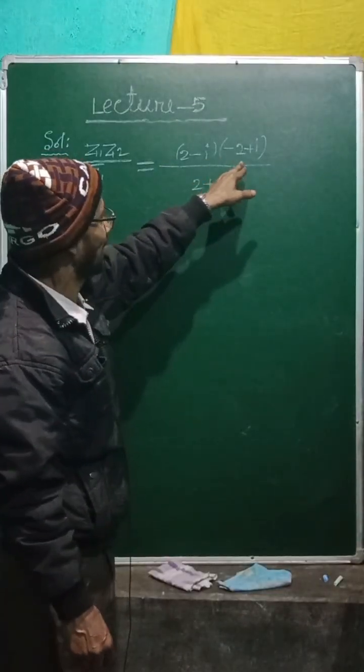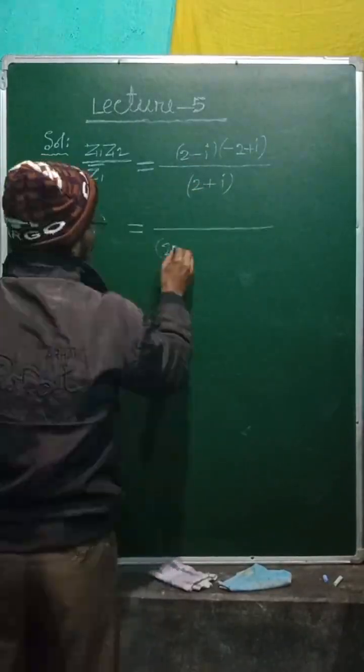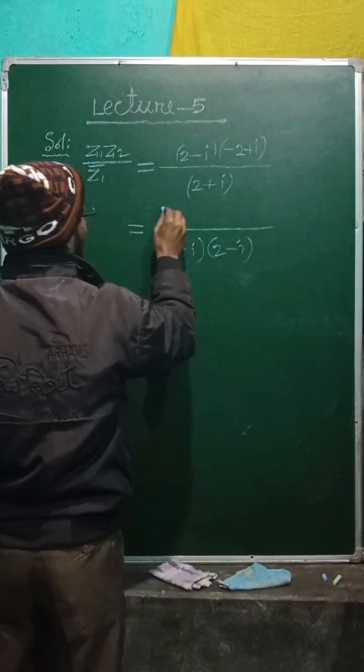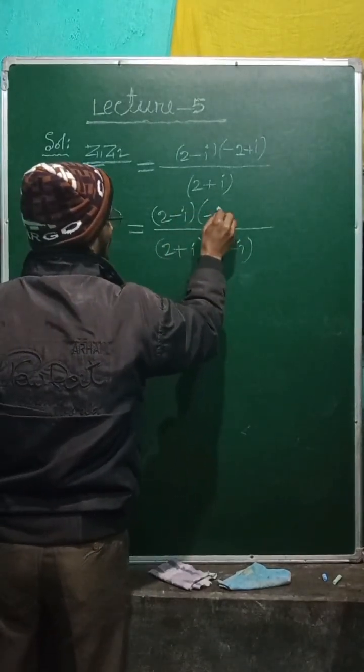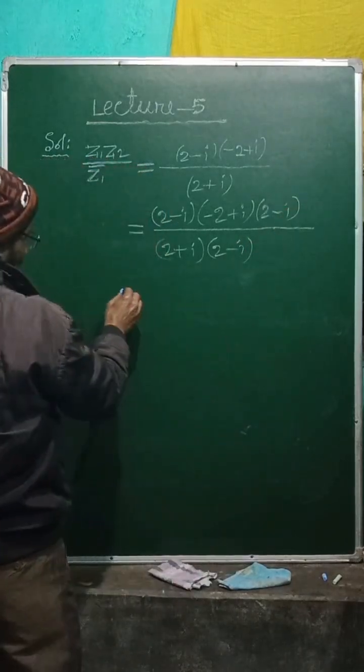z1 into z2 by z1 bar is equal to 2 minus iota into minus 2 plus iota by 2 plus iota, because z1 conjugate is this, 2 plus iota, into 2 minus iota, and here 2 minus iota into minus 2 plus iota and 2 minus iota.